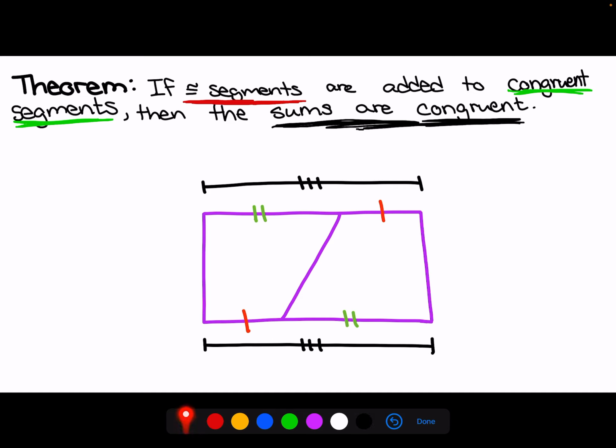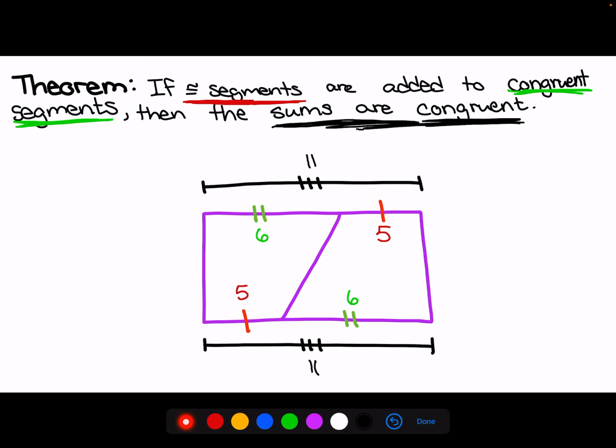Meaning if both of these are the same measure because they both have one congruency tick mark, and these are both the same measure because they both have two congruency tick marks, and I were to add them together, they should be congruent as well. And just as an example, let's say that the green pieces are equal to 6 and the red pieces are equal to 5. Well, what would the black pieces be equal to? Well, 11. And as we can see, they're equal in measurement, so they are congruent. So that's how we'll be going through these if needed. But again, this is just our second theorem.